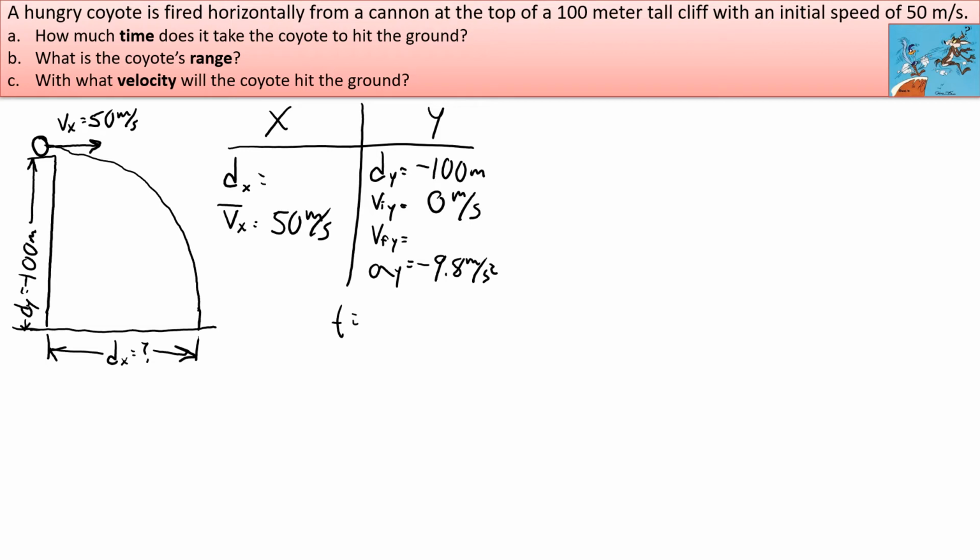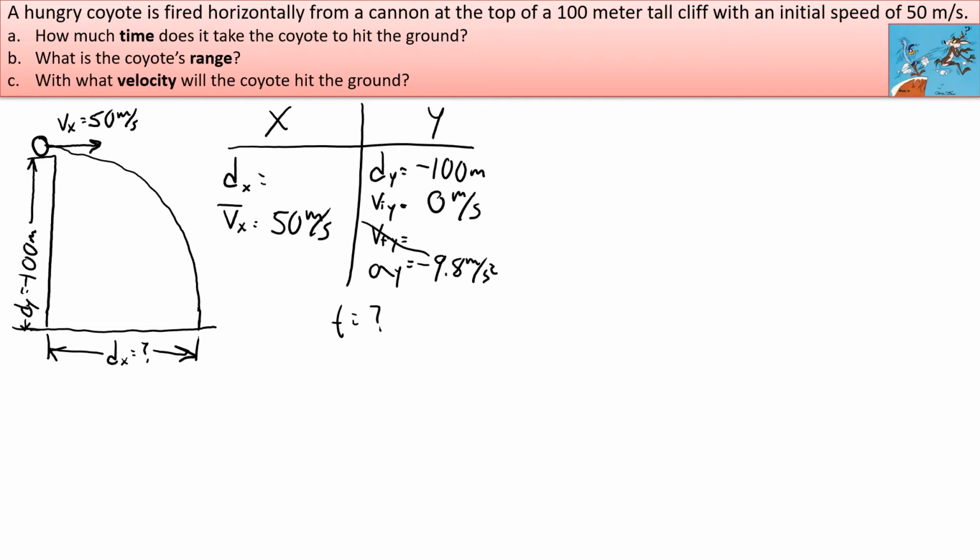So let's start. It says part A, how much time? So we're looking for the time. Would it be more beneficial to look at the x side of things? Well, on the x side of things, I only have one variable that I know, so that's not going to be too useful. Or should we concentrate on the y side of things? Look how much information we know on the y side of things. We have 3 pieces, so that's going to be enough. Right now, we don't care about VF.